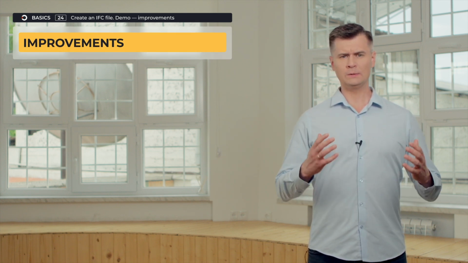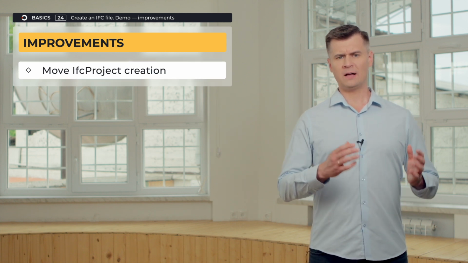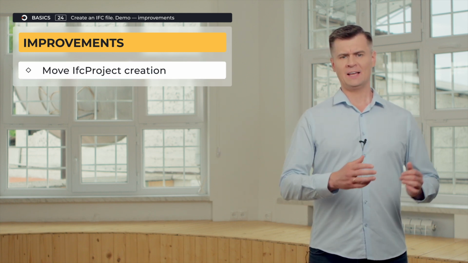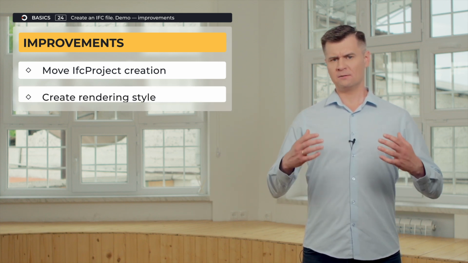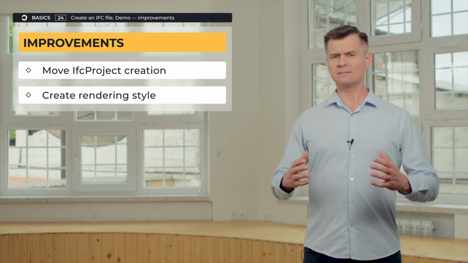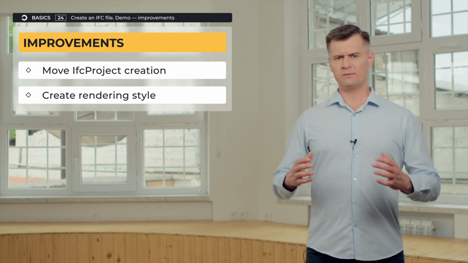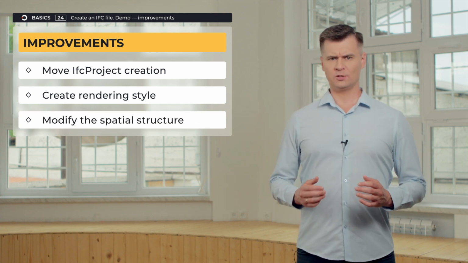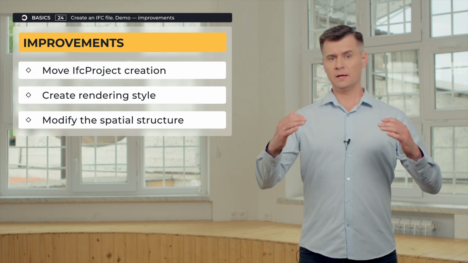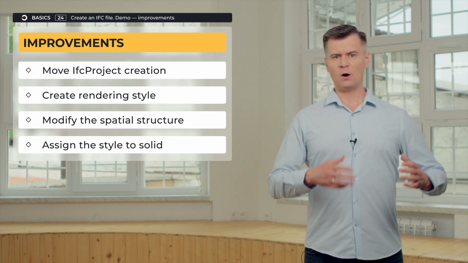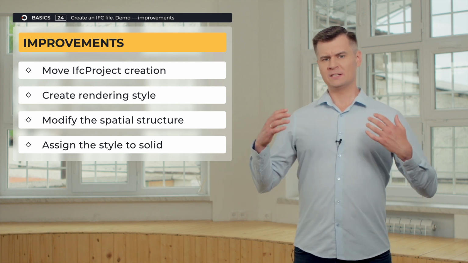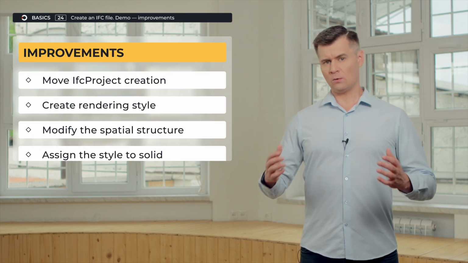First of all, we'll move the creation of IFC project entity higher in the code. Next, we will create a rendering style. After this, we will modify our spatial structure to turn it into a real hierarchical structure. And the last one will assign our created structure to the solid representing our column.